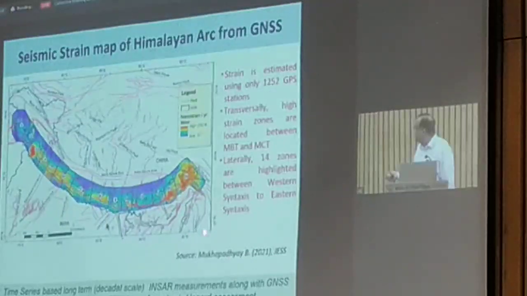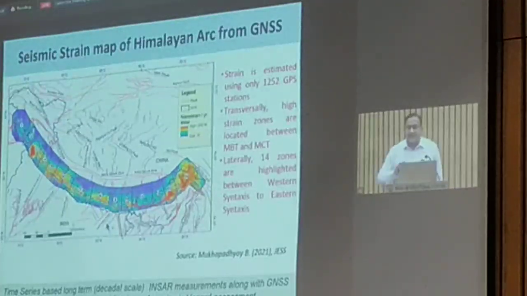This is a recent work done by Mukhopadhyay and others. Using 1,252 GPS stations, we have calculated a strain map across the Himalayan belt. And you can see the hot spots where the strain accumulation is very high. But this is coming because even 1,200 is not a very dense network.